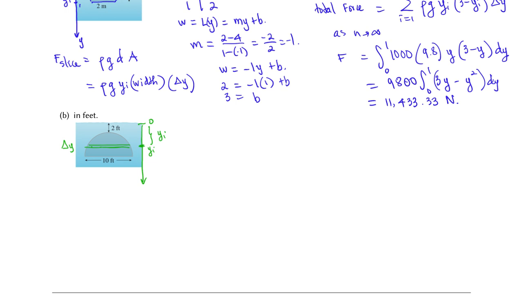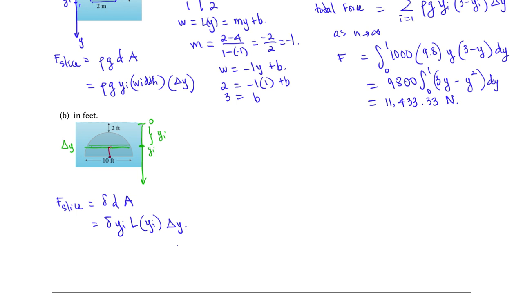Thus, the force on this slice is now the weight density times the depth times the area, dA. Notice that rho g is being replaced by delta because the units are in feet. The depth is yi, and the area of the slice is the width L of yi times delta y.